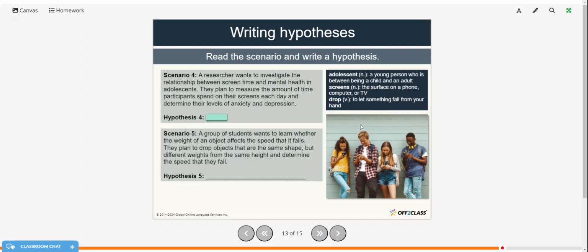So here, a possible hypothesis would be increasing screen time results in higher anxiety and depression in adolescence.